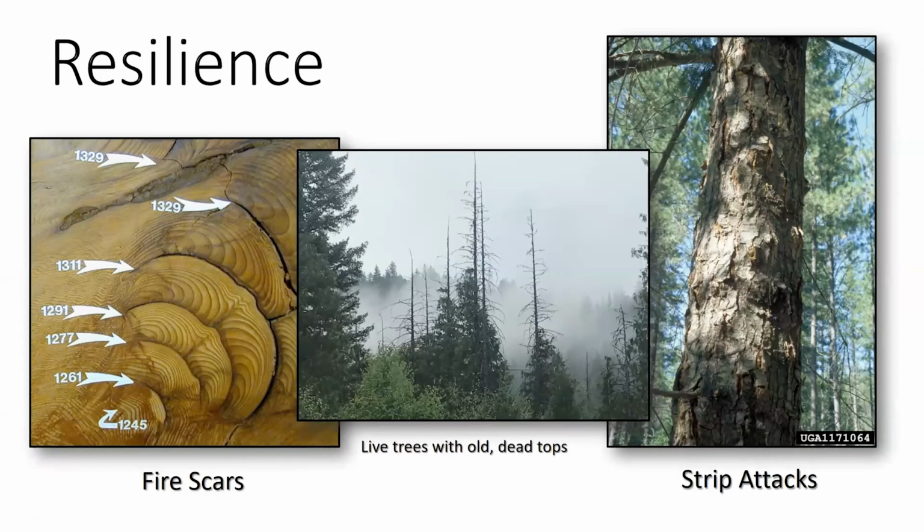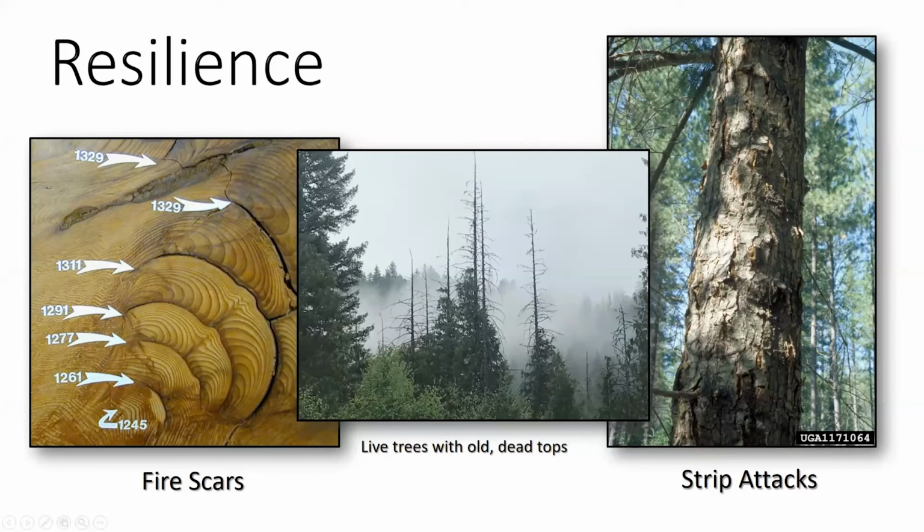A healthy forest is also a resilient forest. And so basically, trees are healthy enough to recover from any disturbance. And we know that trees can do this because there is plenty of evidence of fire scars over time in a lot of our old growth trees. Also, we have a lot of trees that have dead tops, but the rest of the tree itself is still alive. And this is a grand fir with strip attacks.